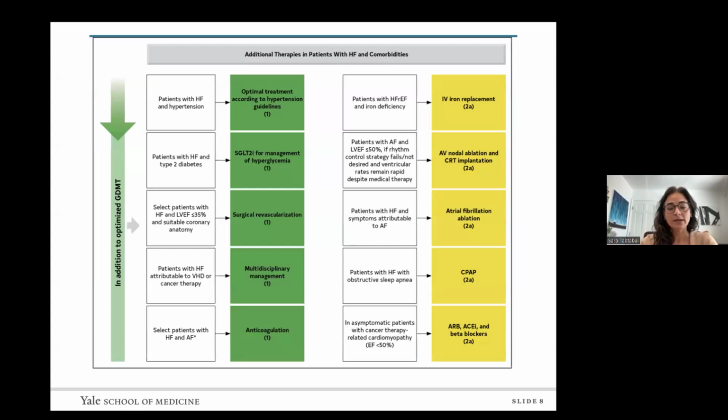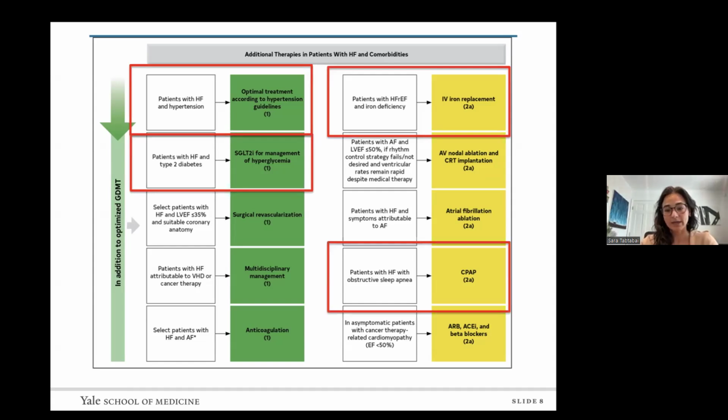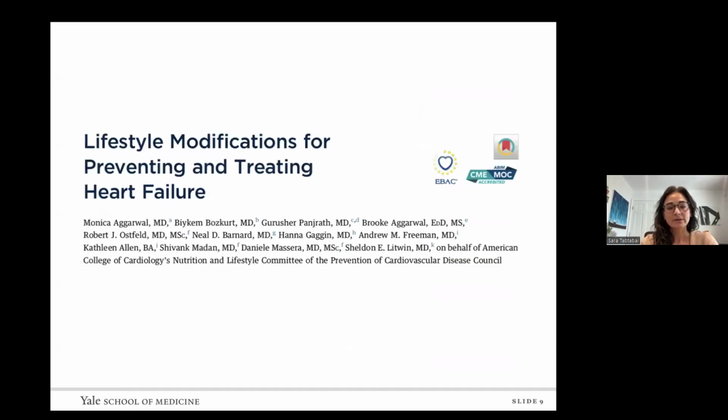And here's a pictorial summary again from that 2022 document that talks about many of the comorbidities we commonly are faced with in our management of heart failure patients. Again, the ones we'll focus on here, in addition to optimizing GDMT, are those that have level of evidence 1: patients with heart failure and hypertension, patients with heart failure and type 2 diabetes, iron deficiency, and sleep apnea. So let's get a little bit into it.